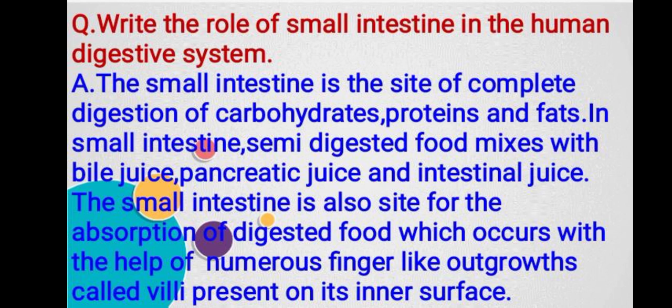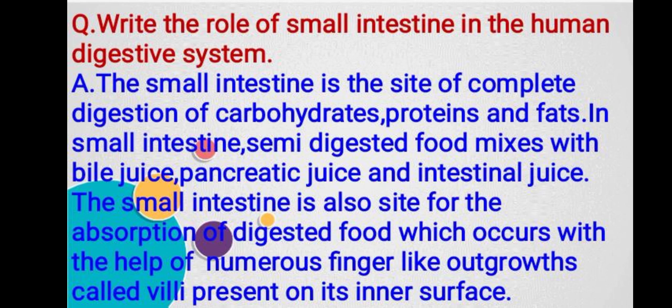Next question is, write the role of small intestine in the human digestive system. Children, the small intestine is the site of complete digestion of carbohydrates, proteins and fats. In small intestine, semi-digested food mixes with bile juice, pancreatic juice and intestinal juice.